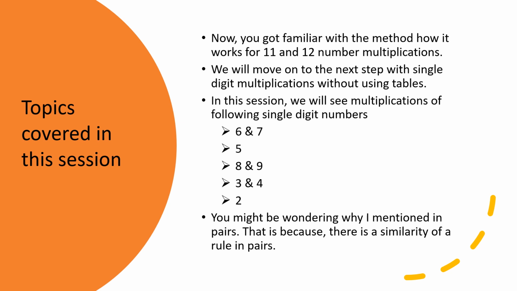From the previous lecture, we saw how the rule-based method works and how easy it is to multiply 11 and 12 with any number. We now see the rules for single-digit numbers. Numbers that are mentioned in pairs have a similarity in the rule applied. That's the reason I have mentioned the numbers as 6 and 7, because 6 and 7 have a similar rule applied, similarly for 8 and 9, and 3 and 4.